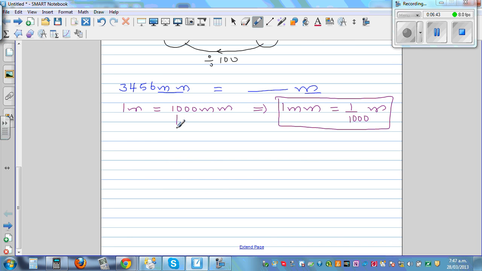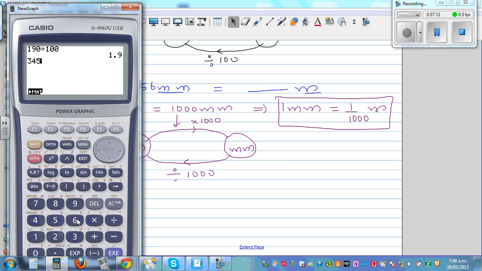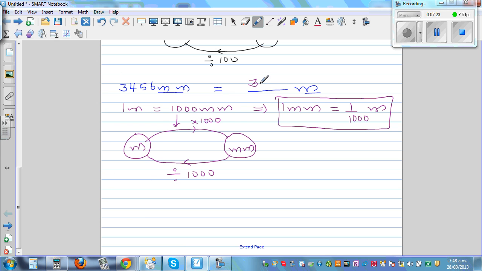So using this, you can make up this. You know this is meter and this is millimeter. 1 meter is 1,000 millimeter. So you have to times this by 1,000. So if you want to go from millimeters to meters, you have to divide by 1,000. That's the question, you want to change from millimeters to meters. So use the calculator, 3,456 divided by 1,000, which is 3.456. The answer is 3.456 of a meter.